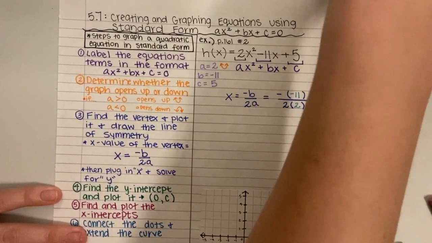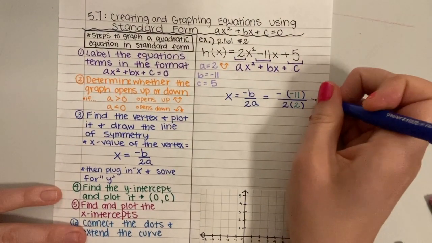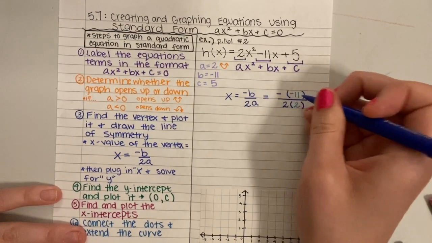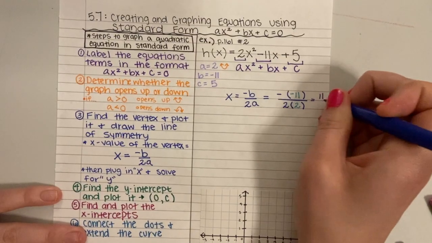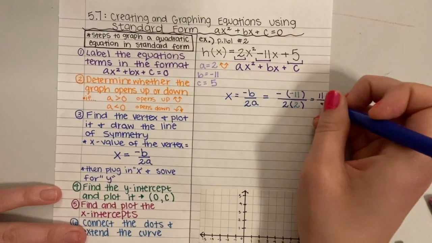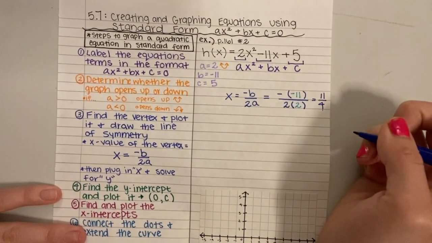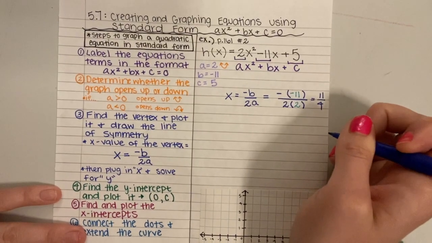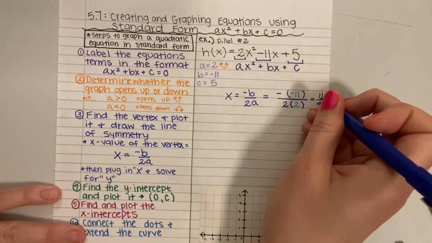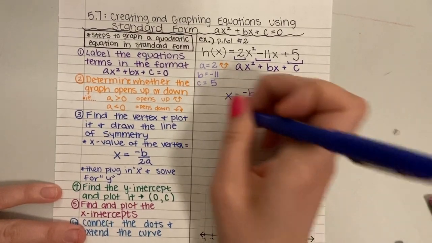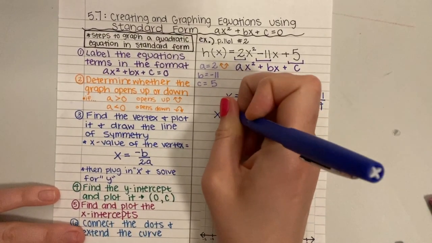I'm going to simplify this. So I have negative 11. A negative times a negative is a positive. So we have positive 11 over 4. We can reduce this down to be in decimal form if we want. So I know 11 over 4, if I want to write it as a mixed number or a decimal, we just do division.